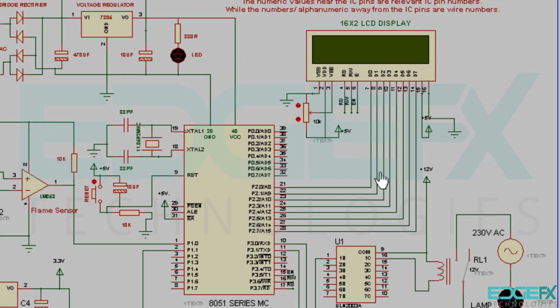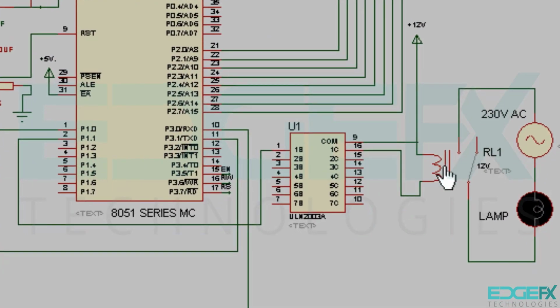On the input side we have a flame sensor. And on the output side we have a 16x2 LCD whose data pins are connected to port 2 and the control pins are connected to P3.7, P3.6 and P3.5.